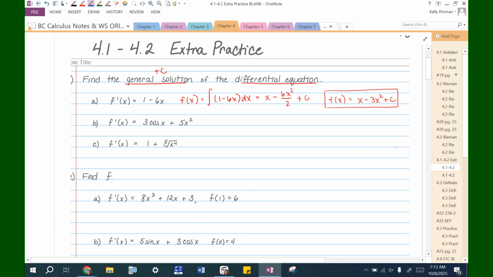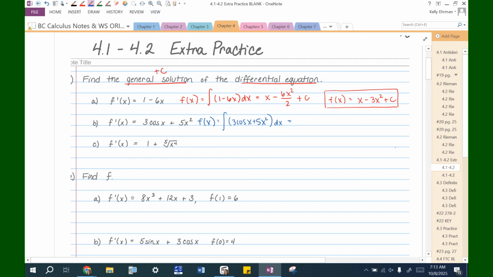For the second one, same idea. F of x, the general solution to this differential equation, should equal the integral of 3 cosine x plus 5x squared. This is in parentheses, by the way, because integration is set up as integral of a function times dx, which is like the width, that tiny little width of the rectangle times the height of the rectangle.